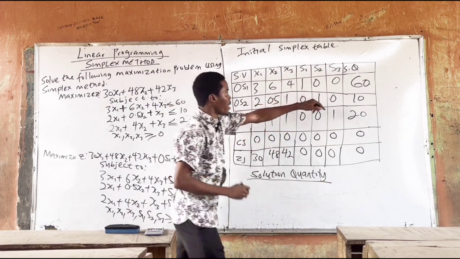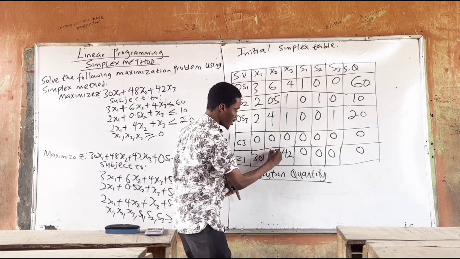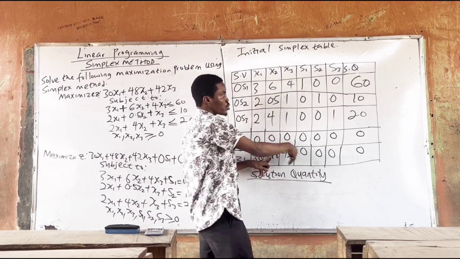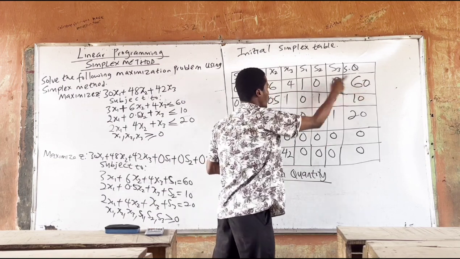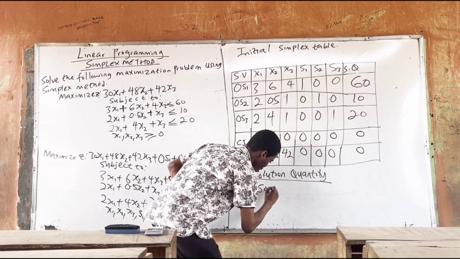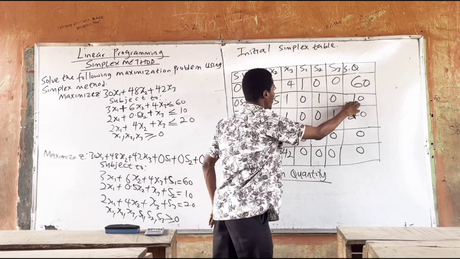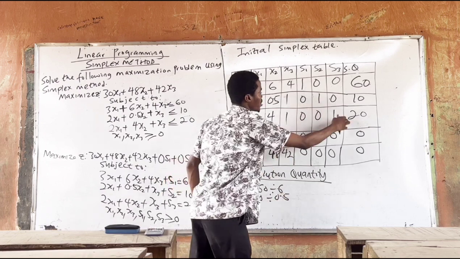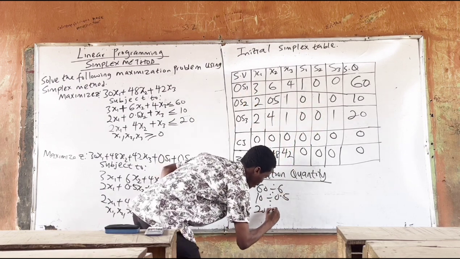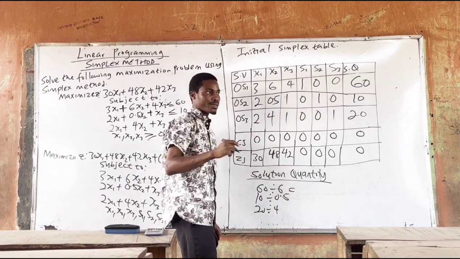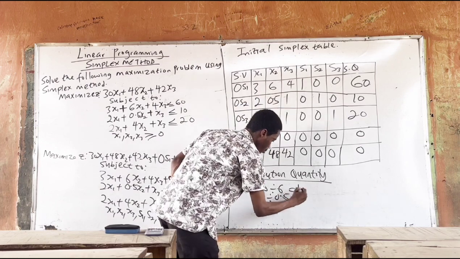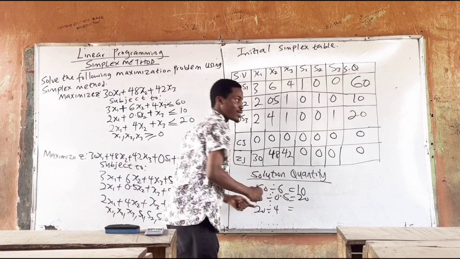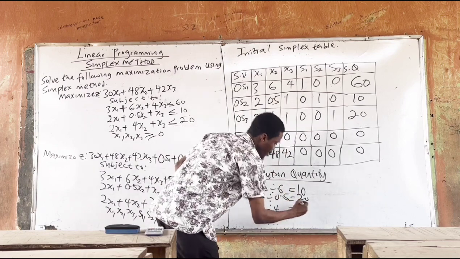Solution quantities. This is my 48, my highest. This is my pivot column. So the solution quantity of this will be divided by this: 60 divided by 6, 10 divided by 0.5, as well as 20 divided by 4. 60 divided by 6, you get 10. 10 divided by 0.5, you get 20. Then 20 divided by 4, you are going to get 5.